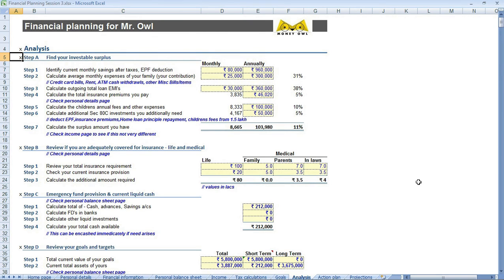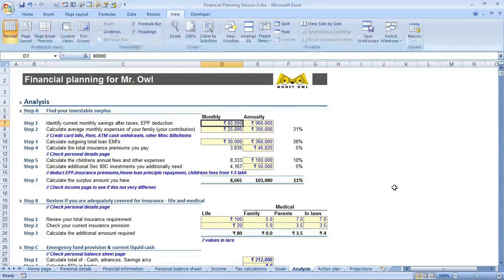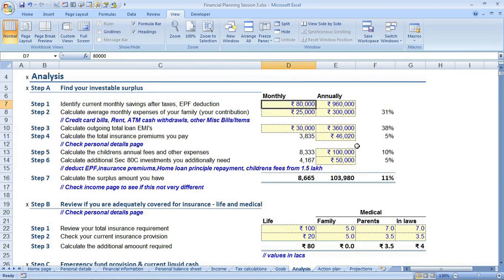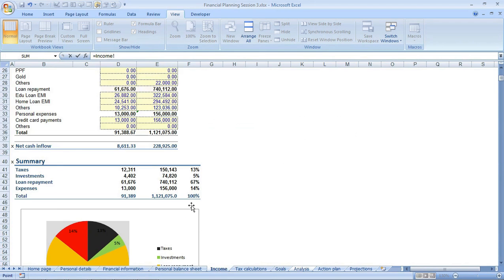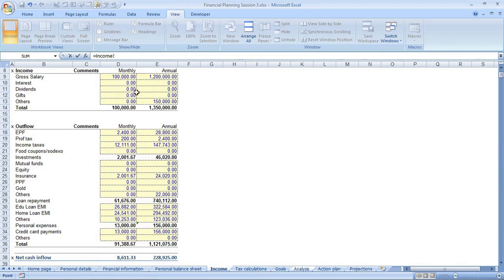So in this analysis, the first step is finding your investable surplus. Step 1, identify monthly savings after taxes and EPF deduction. Minus EPF.